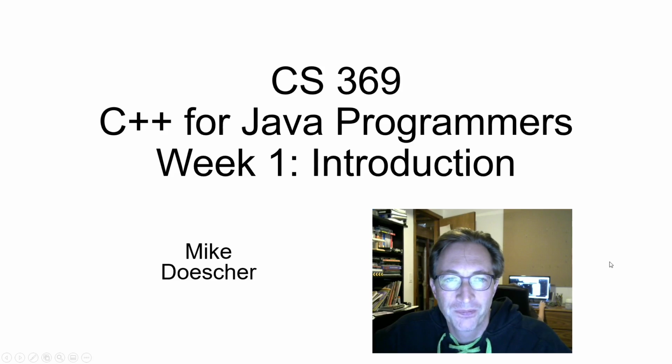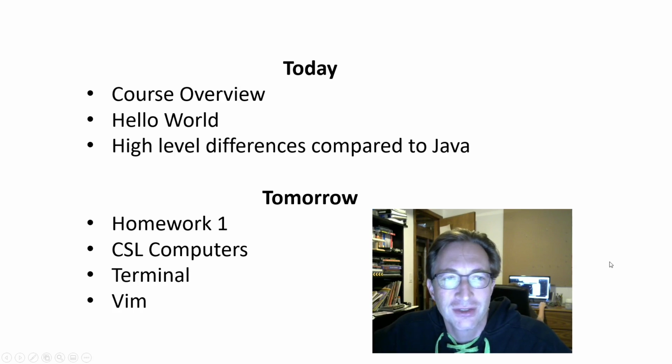So first up, outline for today, just a general course overview. We'll go through the syllabus. We'll talk about how to pass the class. We'll take a look at a sample program. Hello World is the first program most people write when they learn programming. We'll take a look at that, and then we'll compare that to the Java version. All right, this is going to be the first half of this week's material.